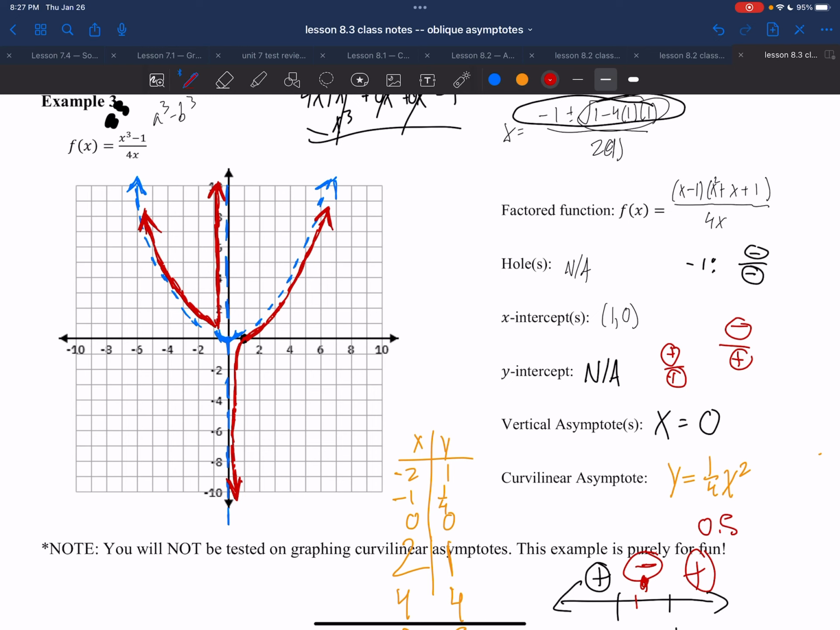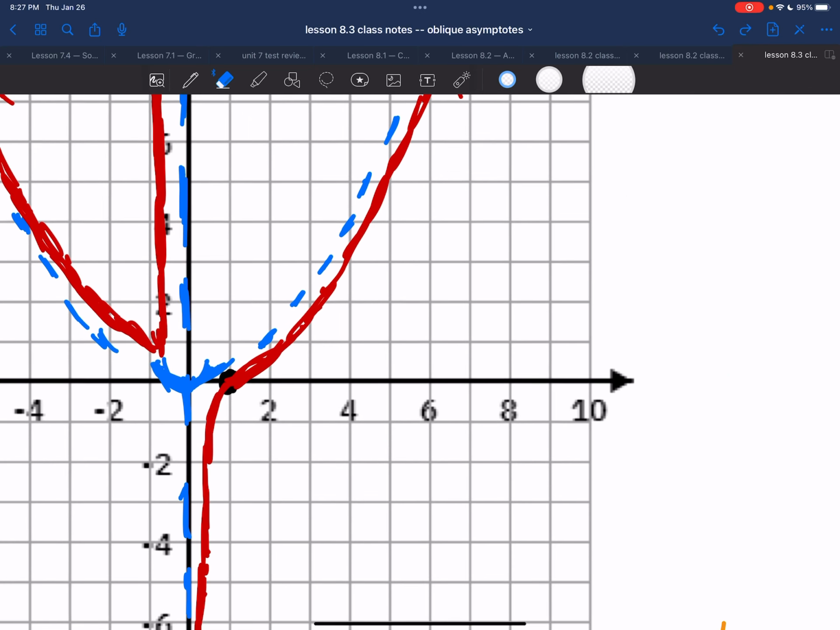If you really wanted to see it, I'm going to erase the blue. Oh, I'm going to feel so bad for this. Oh no, what did you do? I'll zoom in so you can really see this. It's like a little comb.